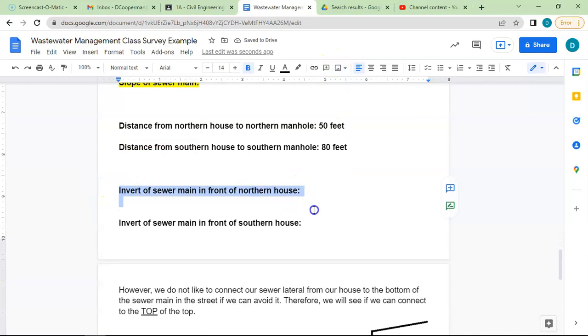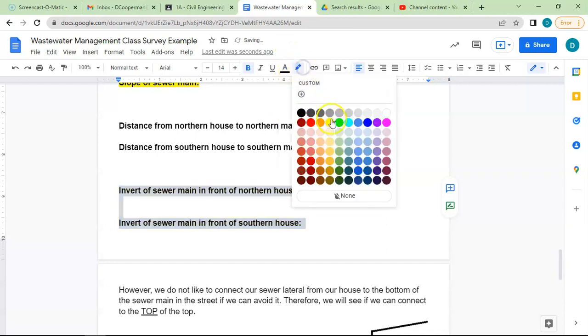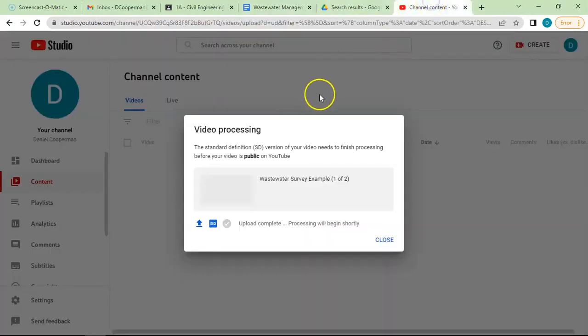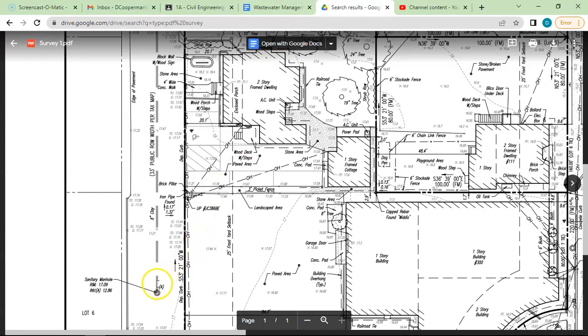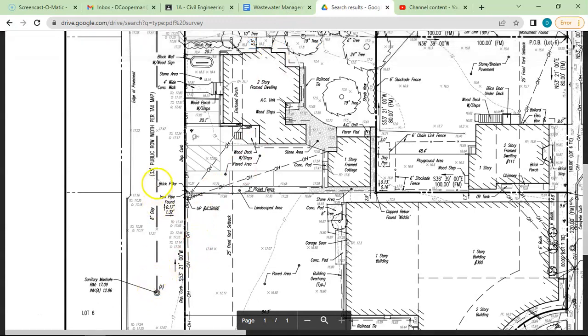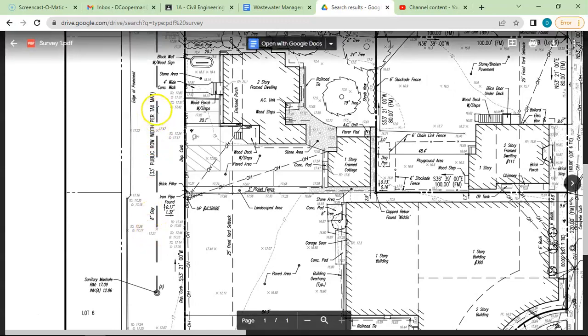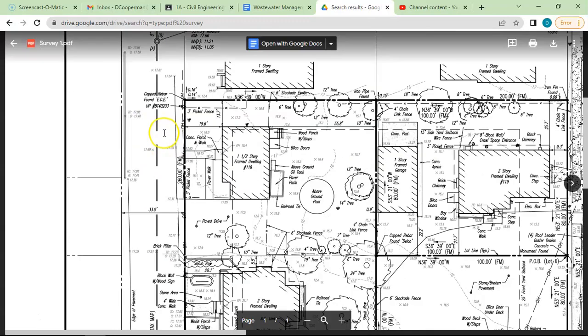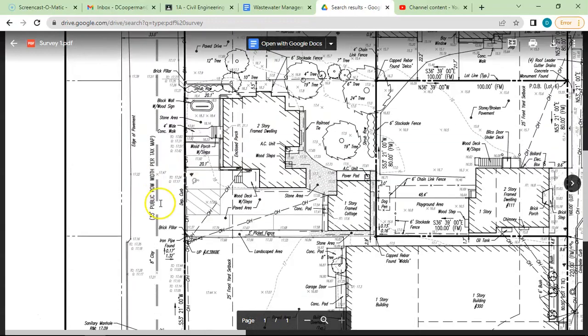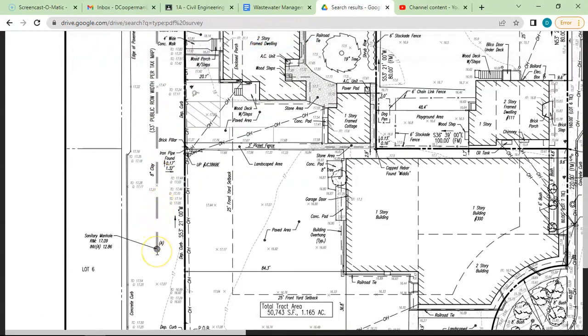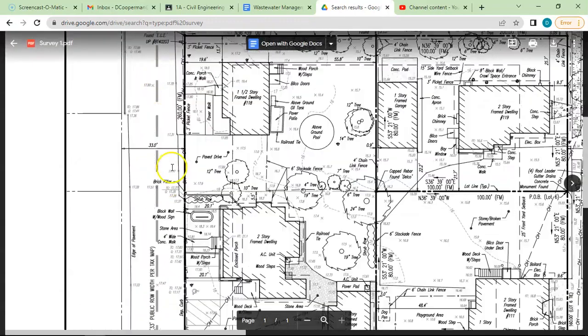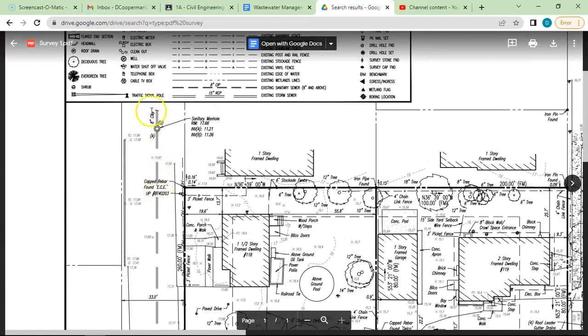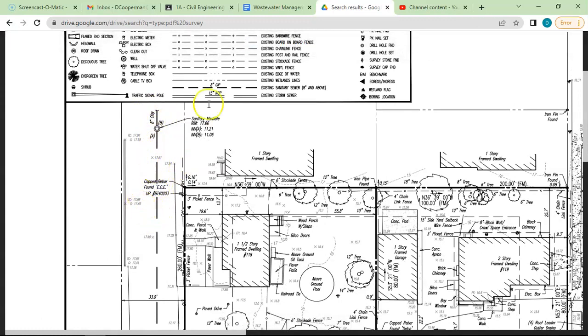You guys will then have to calculate the invert in front of the house. So you should remember how to do that. You know, your starting elevation, and then you're subtracting whatever that slope is for that many feet, and then you can get what the invert of this sewer main is in front of each of these houses. Things to know is that from here, you are subtracting. And if you're going from here, you're actually adding because you're going in the opposite direction back uphill.